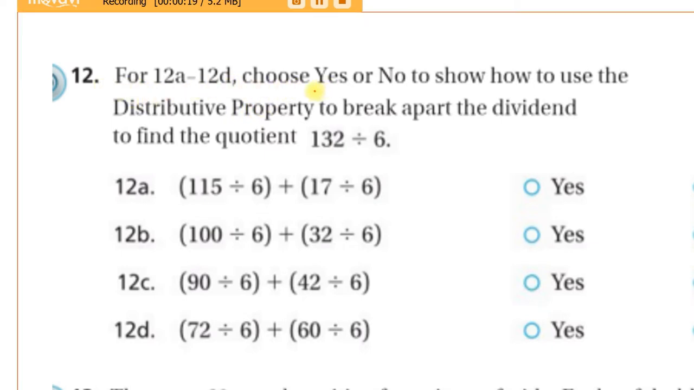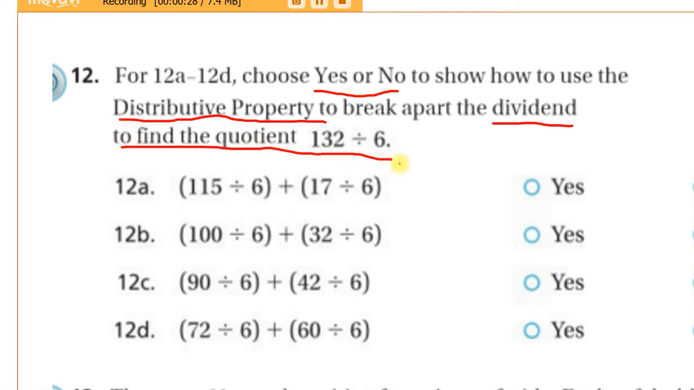Number 12. Choose yes or no to show how to use the distributive property to break apart the dividend to find the quotient to 132 divided by 6. So remember, we can break up 132 into any numbers we want as long as we keep the same value. But in this particular problem, we don't want to break it up to where it's going to leave us with remainders. Okay, so for example here, 115 plus 17 gets me to 132.